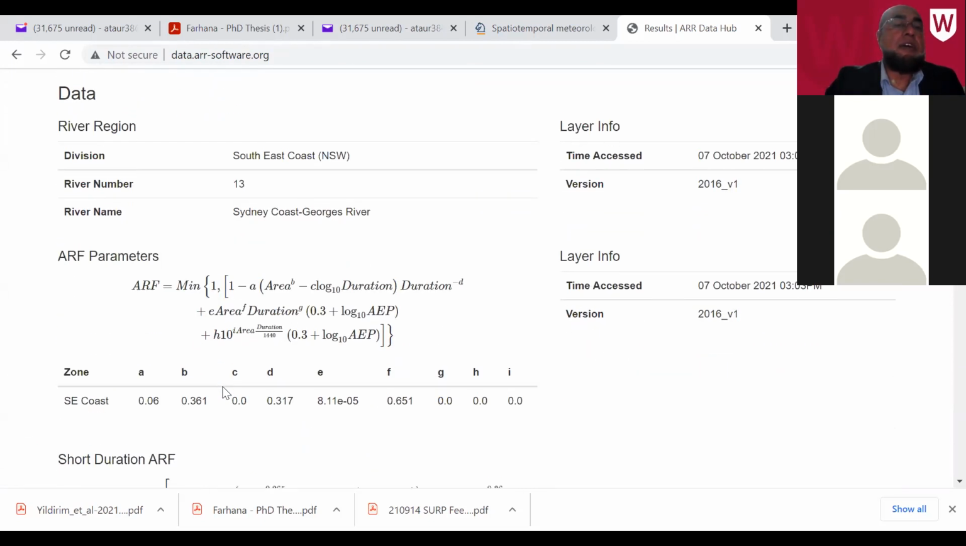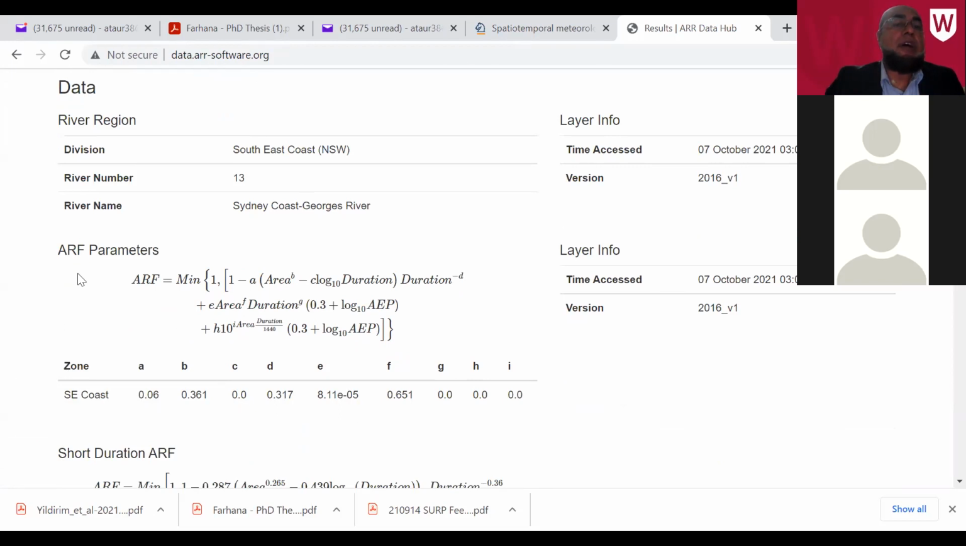And then we can look at the ARF, areal reduction factor parameters. So for this location, the generalized equation of ARF is written in this way.